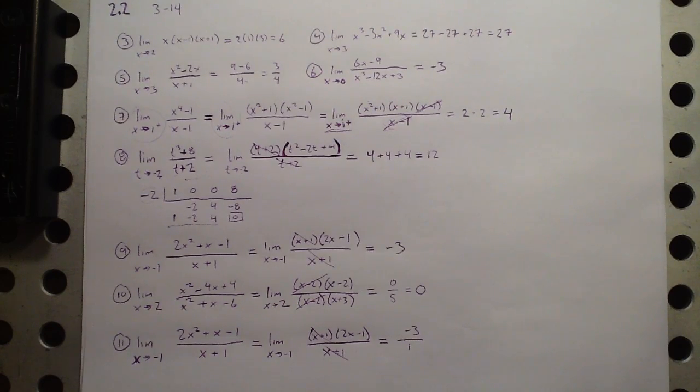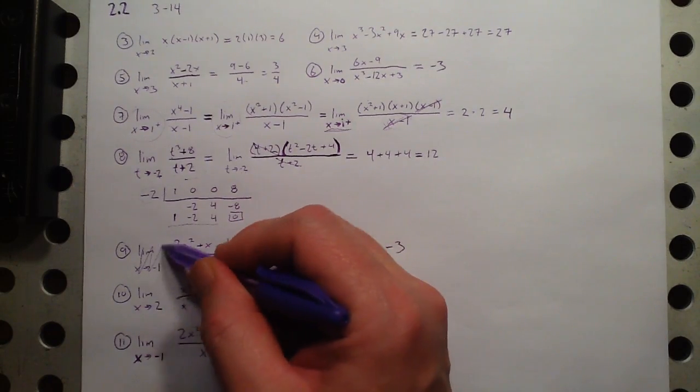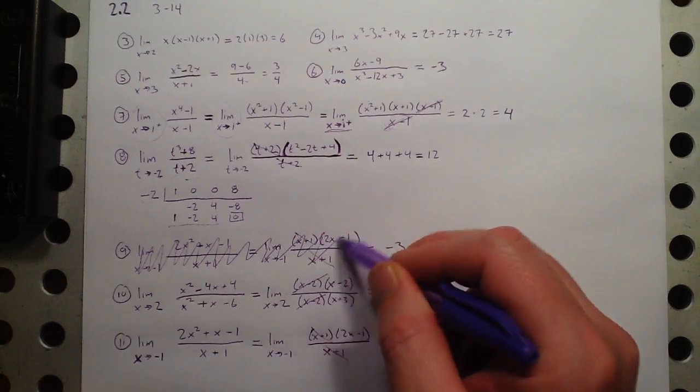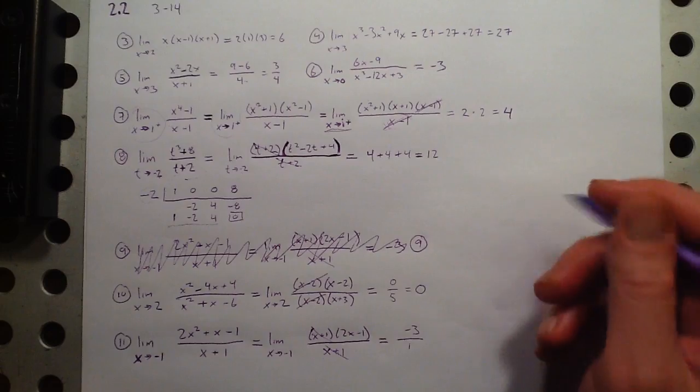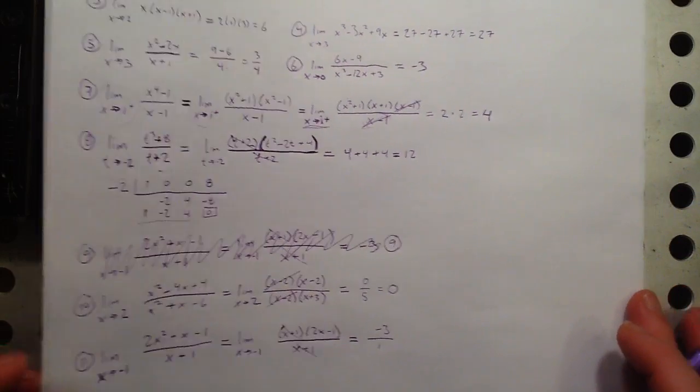Oh, I see what I did. Ha ha ha. No wonder that one seemed familiar. I guess when I did number 9, I had accidentally done number 11. You probably already noticed that, didn't you? So sorry about that. That was number 11. So let's actually do number 9 over here. Sorry about that.